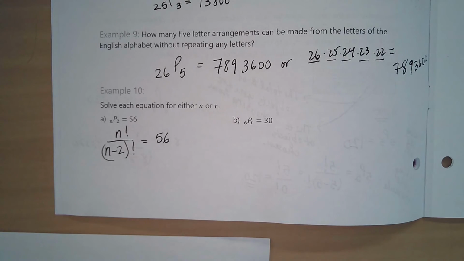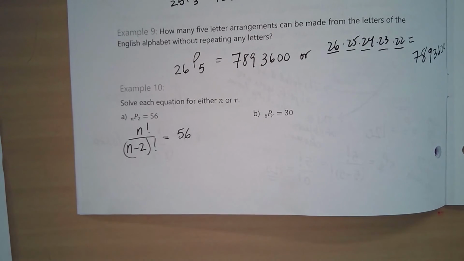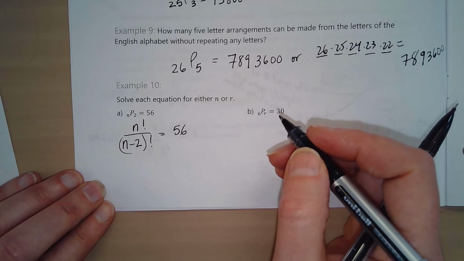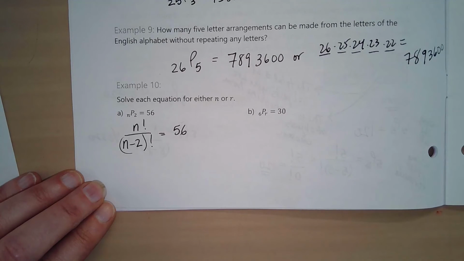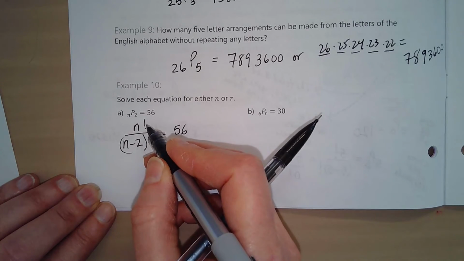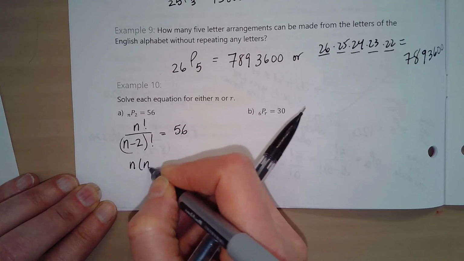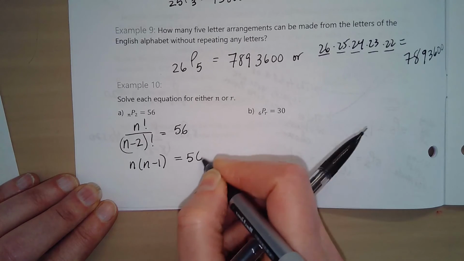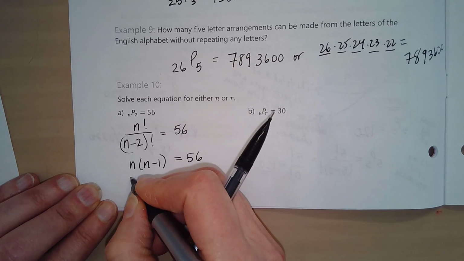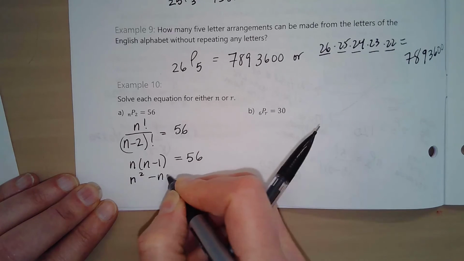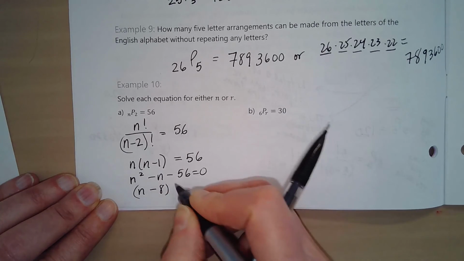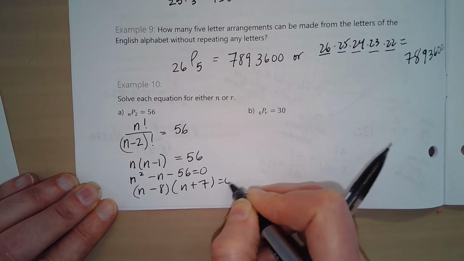Okay, what'd you get for n? Are they both possibilities? Yeah. Which one's got to be tossed? -7, because -7 factorial doesn't exist, right? So you started with the top, because it's bigger than the bottom, and n minus 1, right? And then my n minus 2 factorials will cancel, correct? Equals 56. So I get n squared minus n minus 56 equals 0. Sure enough, it's going to be n minus 8 and n plus 7 equals 0.